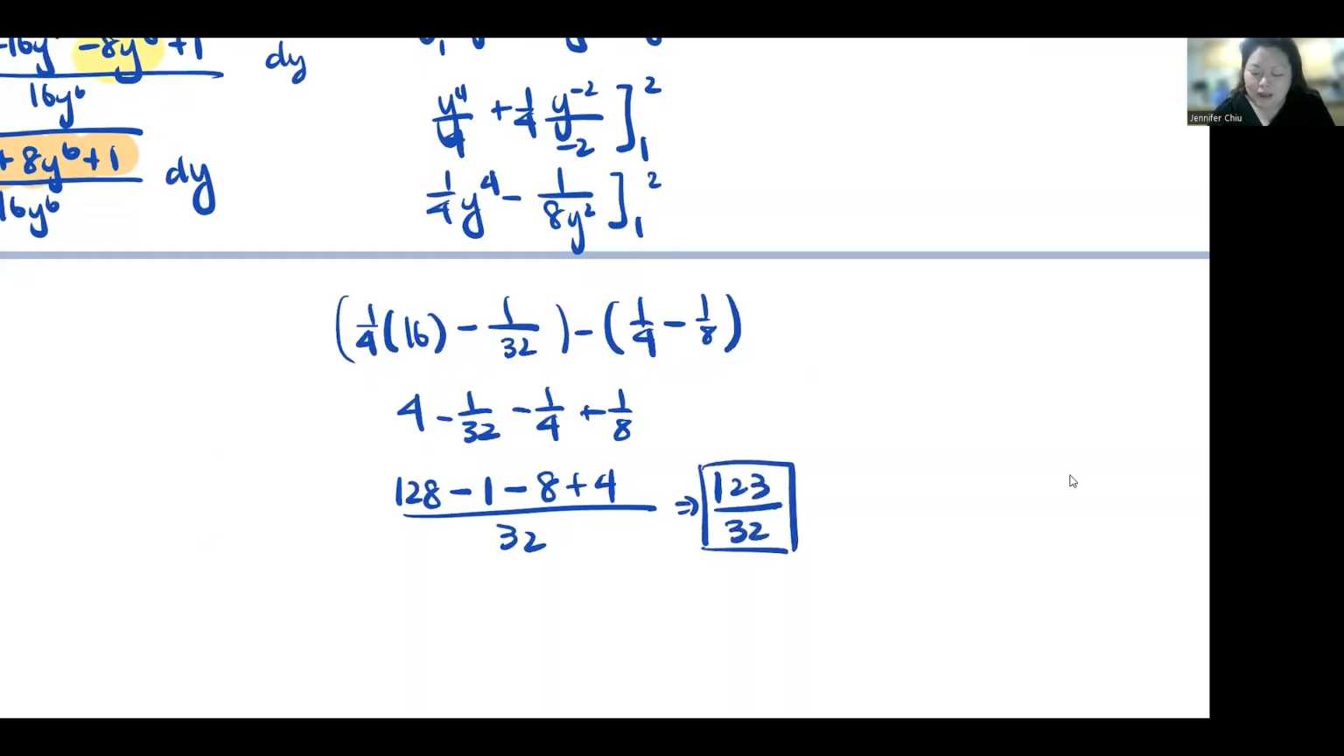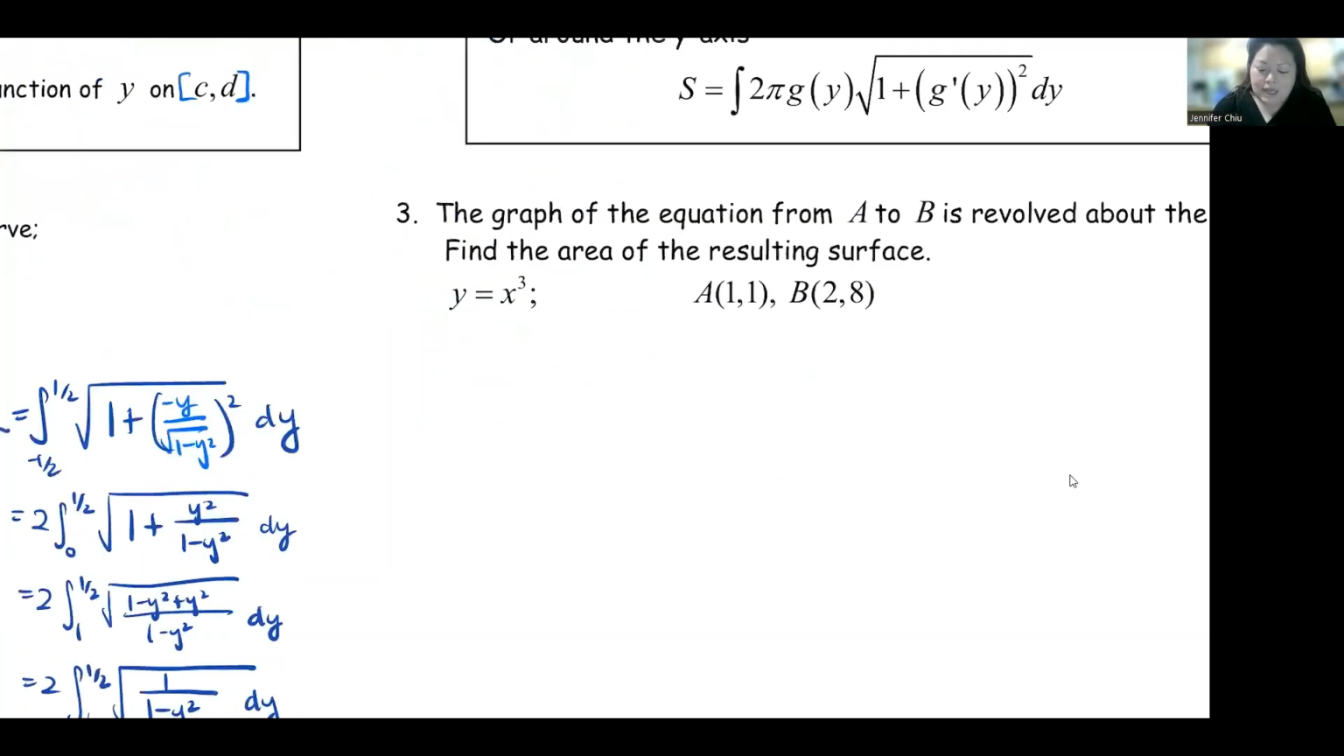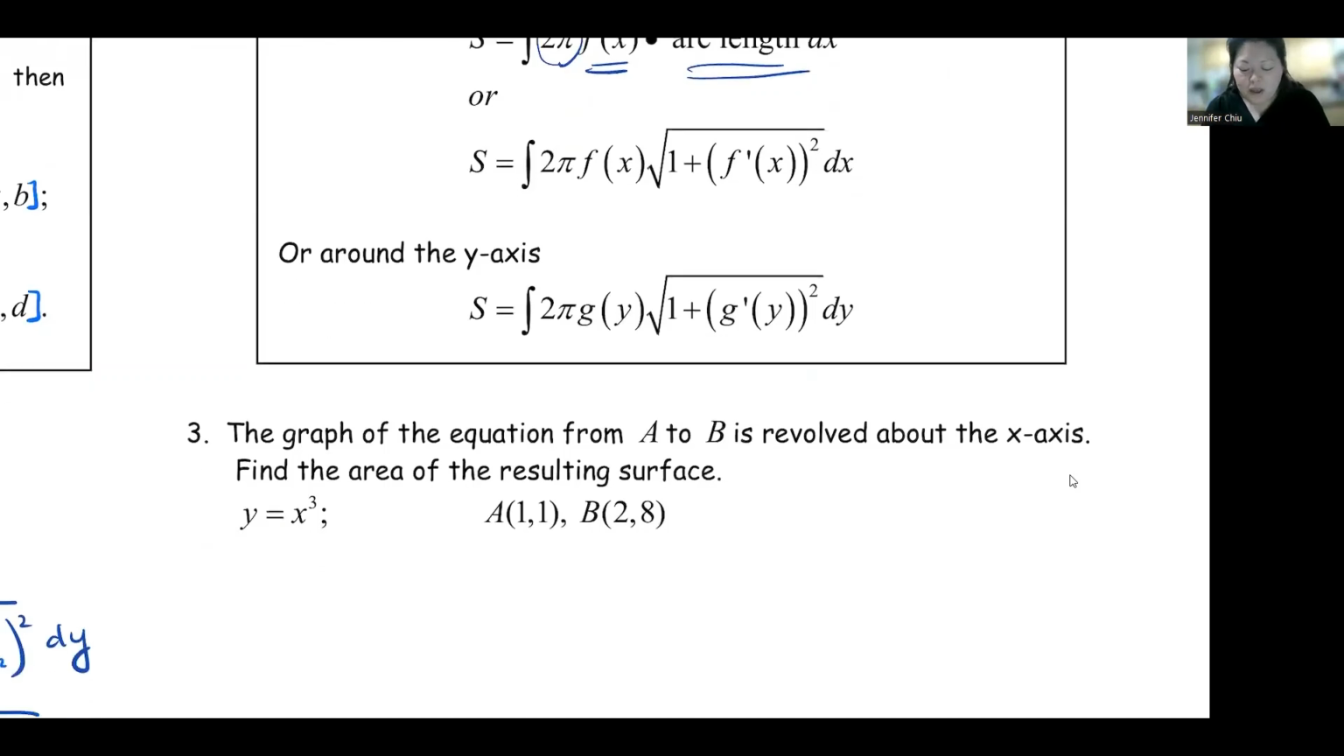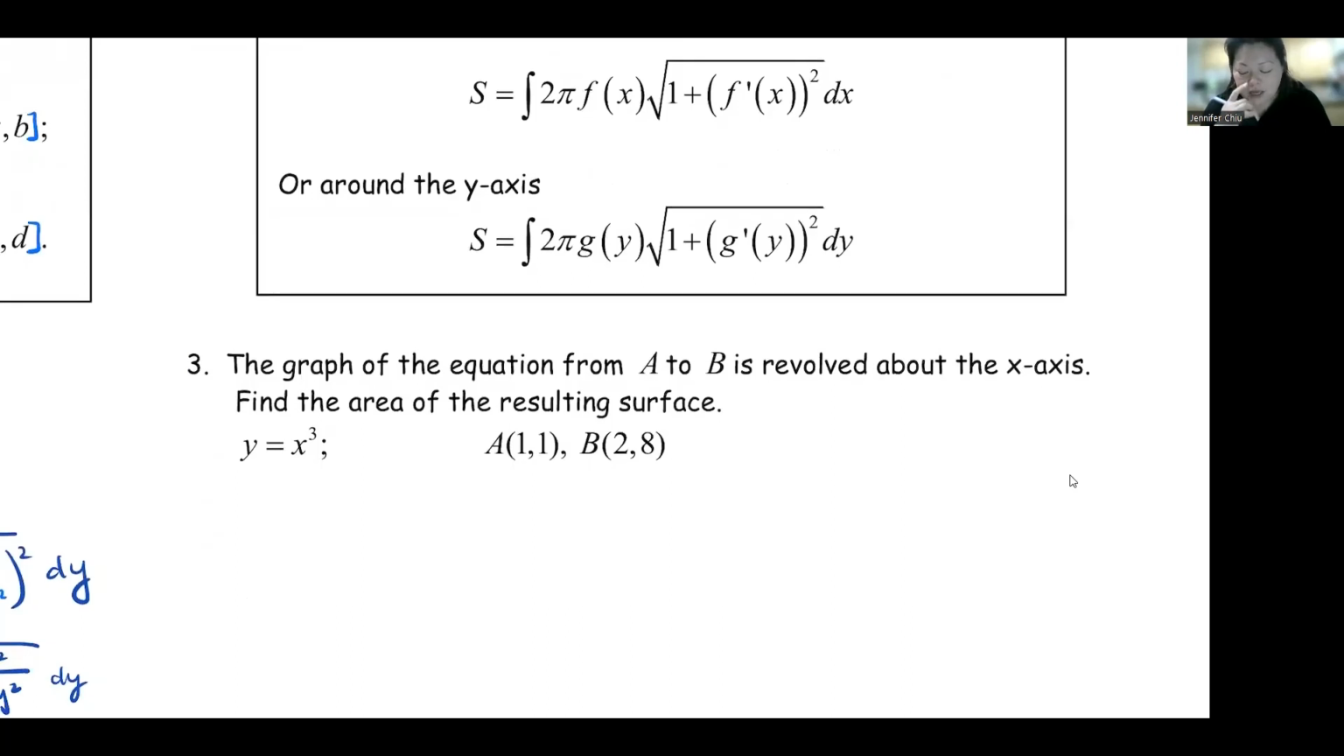Okay. All right. Lastly, this is surface area. So surface area is just a little bit more to the formula. You need to take 2 pi times your original function and multiply by the arc length, which we just did. So that's why these two are in the same topic area, right? Okay, so the graph of the equation from A to B is revolved about the x-axis, find the surface area. That's what it's looking for.